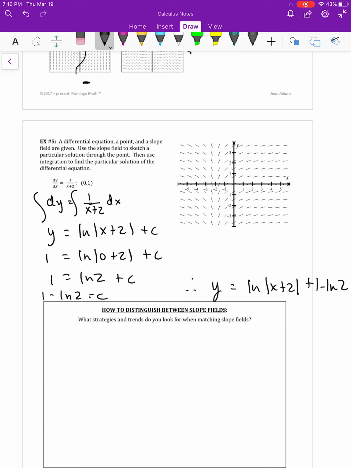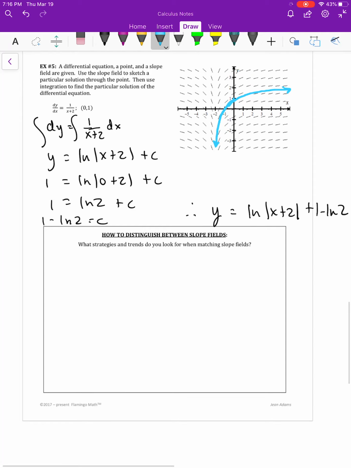And I'm going to go ahead and put this in a different color just because it's hard to see. You can see, based on this slope field, that your function is going to go something like that.